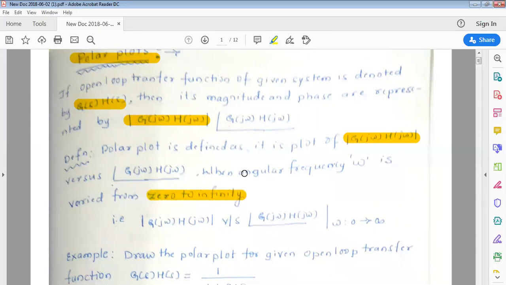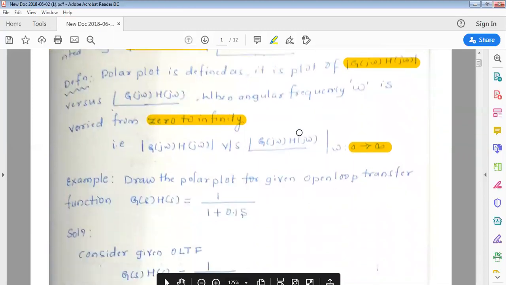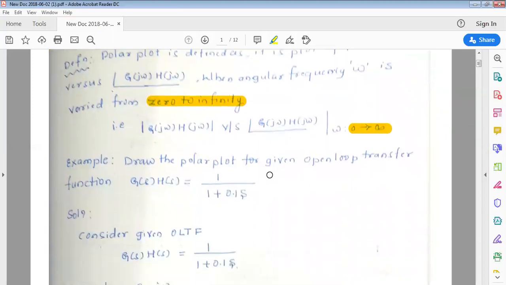This is very important. It is the plot of magnitude versus angle when omega is varied from 0 to infinity. That is, the magnitude of G(j omega)H(j omega) versus the angle of G(j omega)H(j omega) when omega varies from 0 to infinity. So let us look at one small example of how exactly to draw the polar plots.